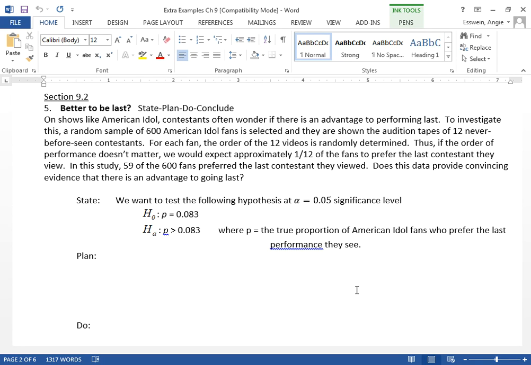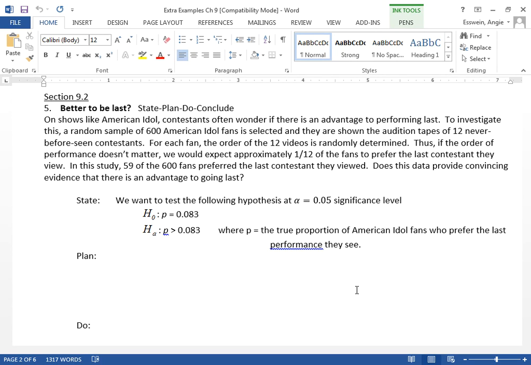But before we do that, we have to set up our null hypothesis. You'll see in the book and on AP tests, it's not going to tell you to do a state, plan, conclude. It's going to say, does this data provide convincing evidence of whatever. That's a clue that means do a state, plan, conclude, and then it'll just be blank. So the state is set up for you.